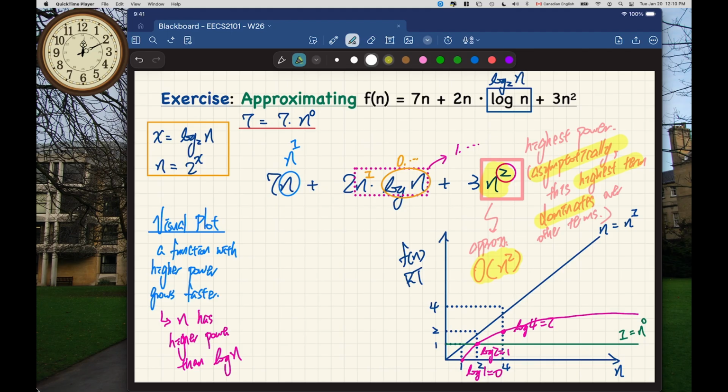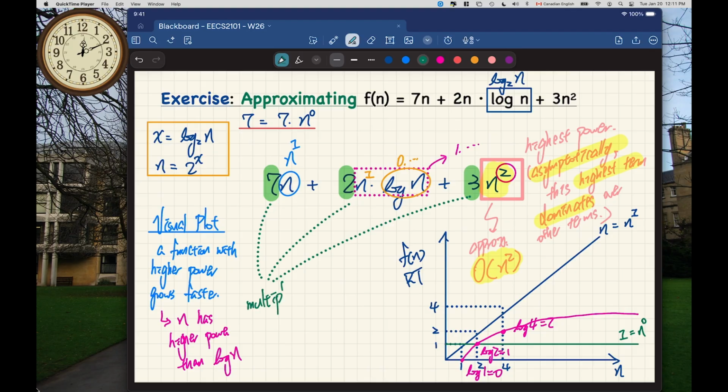Let me say a few more things. If you look at all the constant factor to every term, it's called multiplicative constant. Let's also make it explicit. Let me just highlight it. You can see the 7 here, the 2 over here, and also the 3 over here, right? This one here, and this one here, it's called multiplicative constant.